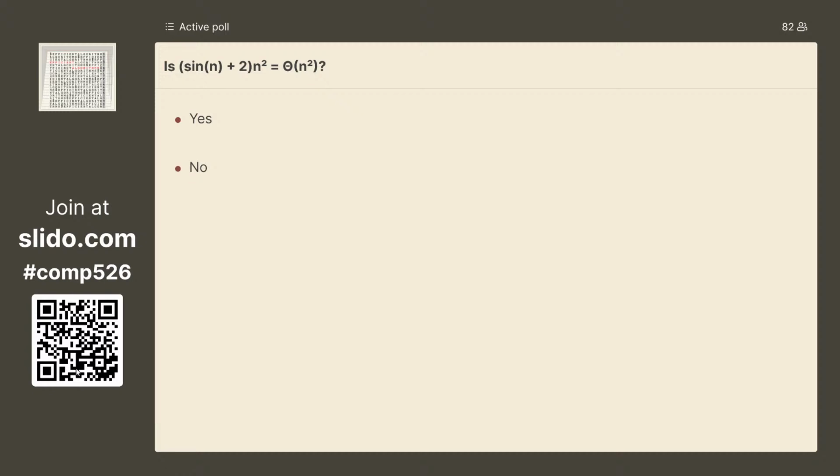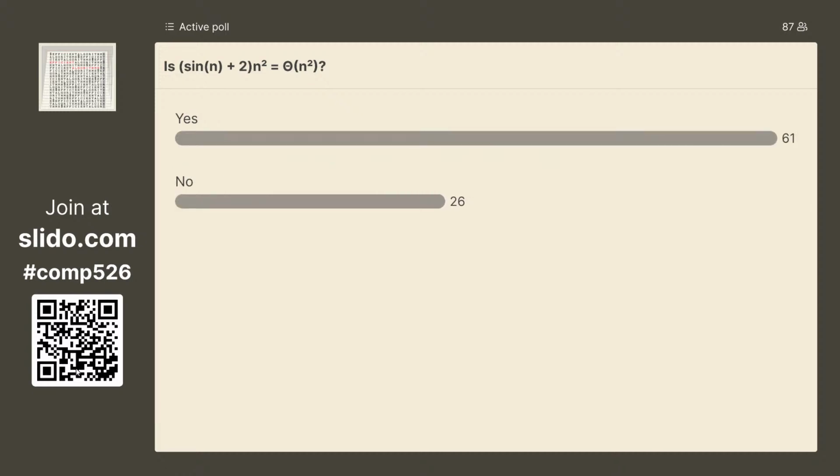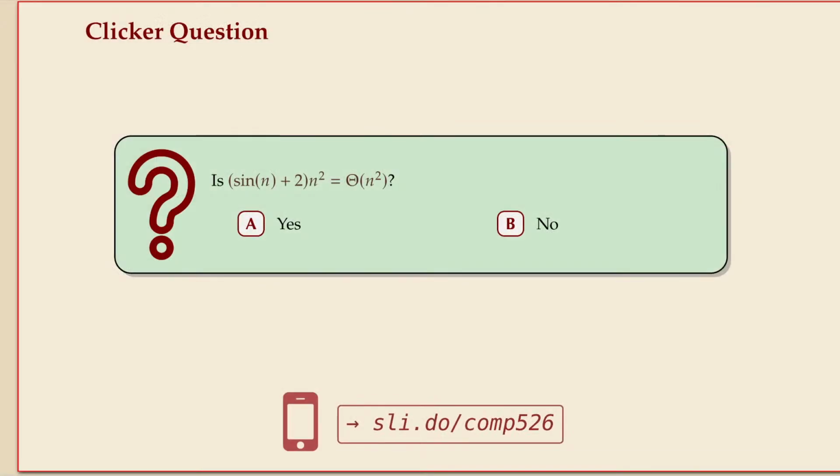All right. So there you go. In past cohorts, it was almost equal, but this time you've done pretty well. But quite a few people also said no. So why is it true that this function is in theta of n squared? Well, there's actually nothing really weird to do. You do the same as we did before. You take the first function, you divide it by the function in the parentheses, and you study the limit of this.